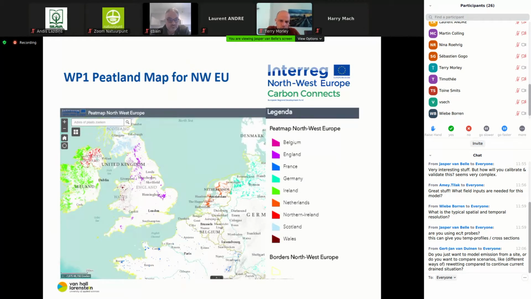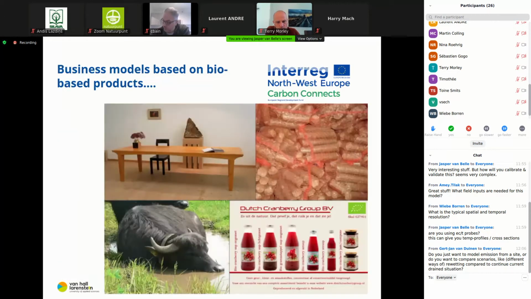This is one of the products that we've been developing so far, and I just wanted to show this to you so that you're aware that we've been building this. This is a peatland map, which is basically just an amalgam of national peat soil maps, taking out the peat parts of it.